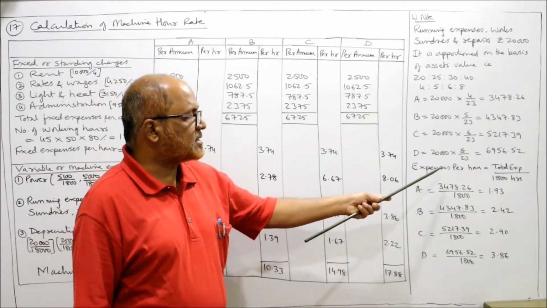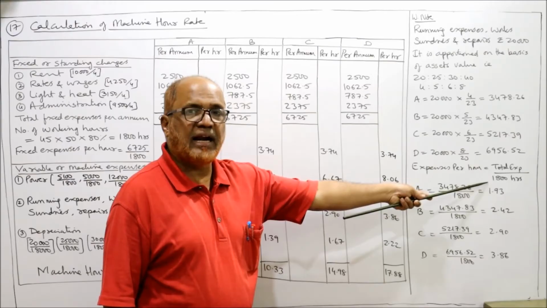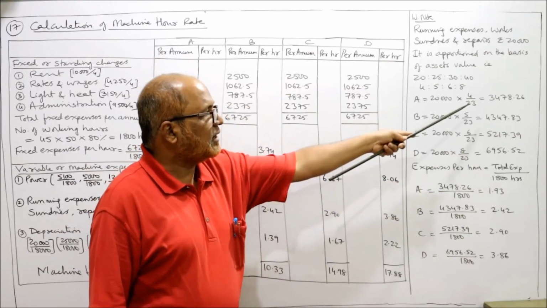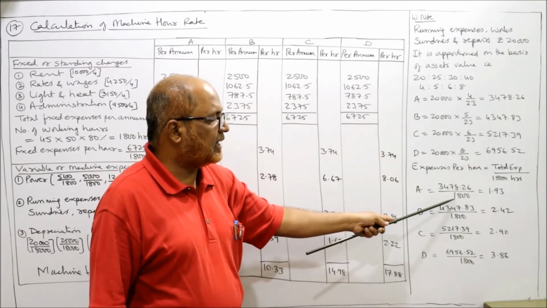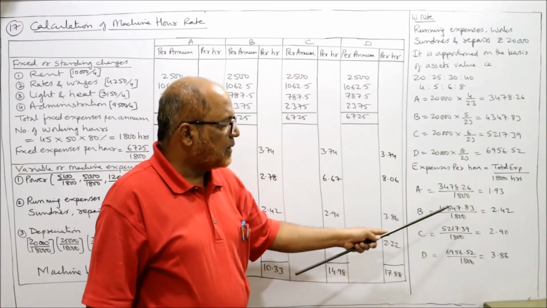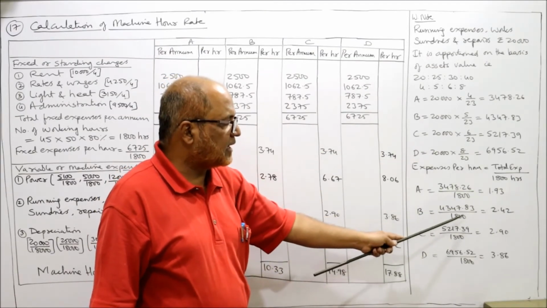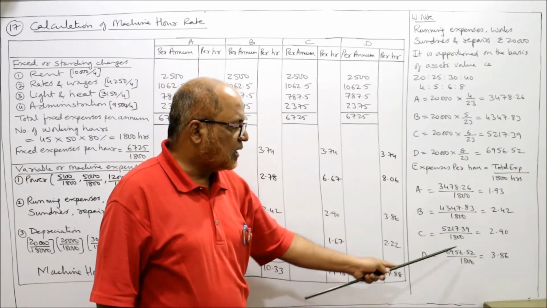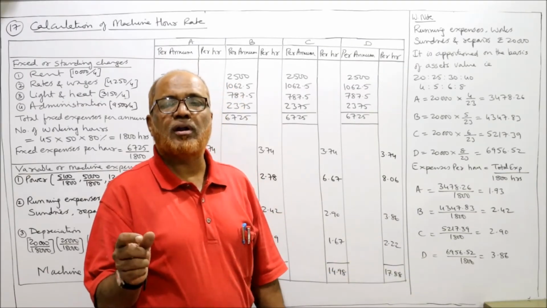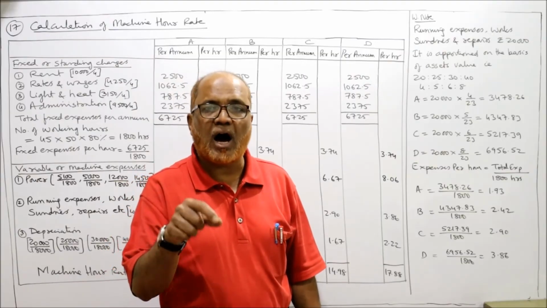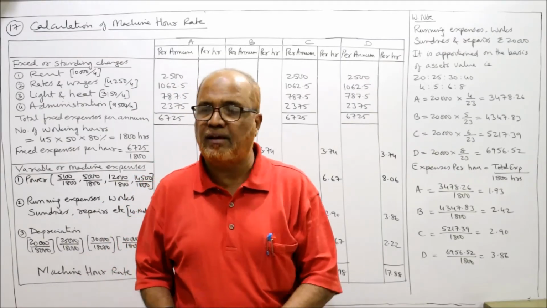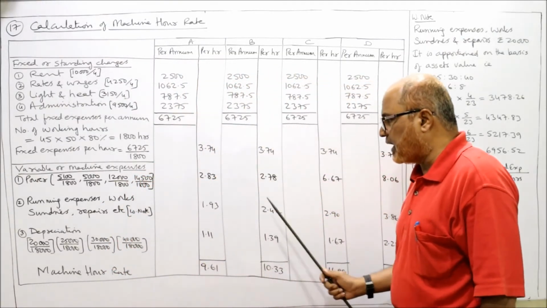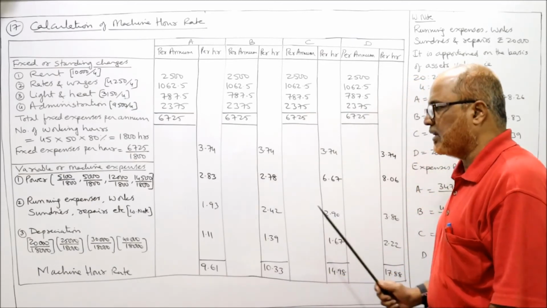Expenses per hour is equal to total expense divided by 1800 hours. So for A, 3478.26 divided by 1800 is 1.93. B, 4347.83 divided by 1800 is 2.42. C is 2.90. D is 3.86. So we got running expenses per hour for A, B, C, D: 1.93, 2.42, 2.9, 3.86.